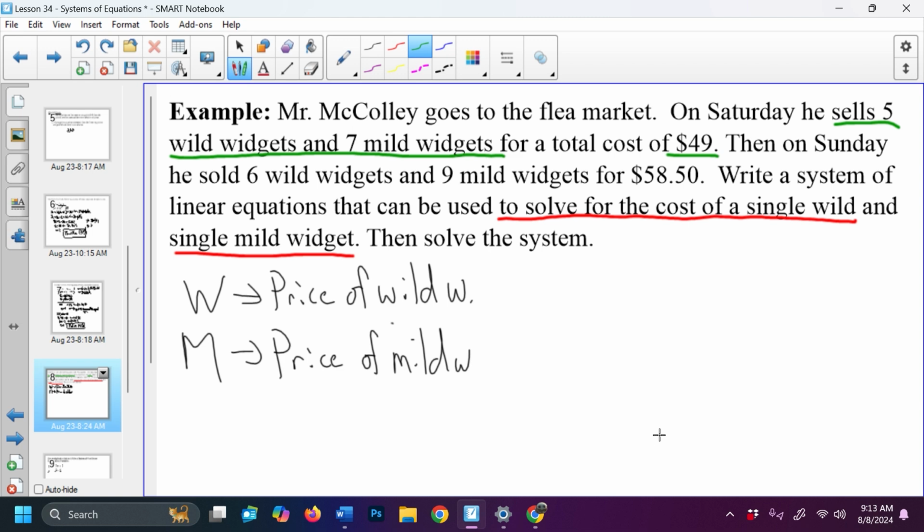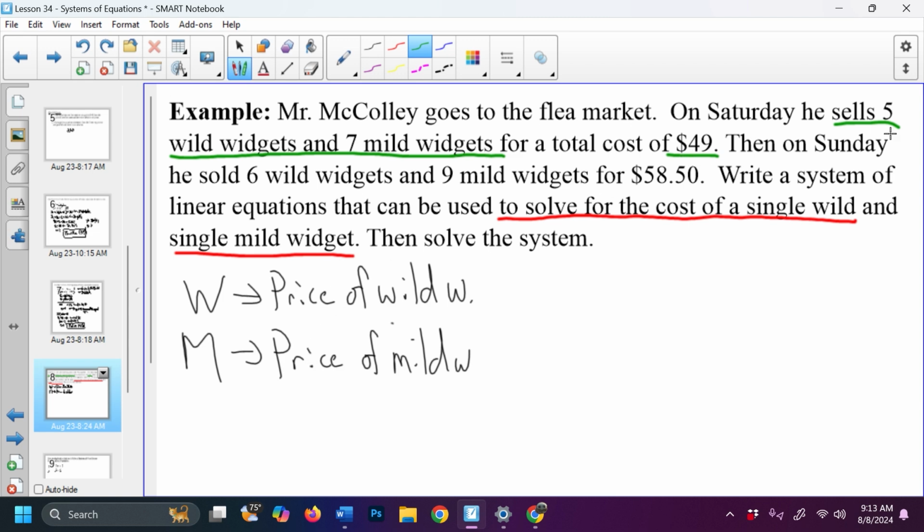Now let's just say, as a for instance, that the cost of a wild widget was $5. If I sold one, it'd be $5. If I sold 2, it would be $10. If I sold 100, it would be $500. We do that through multiplication. So if I know how many I sold and I know the price, I can get the total revenue.